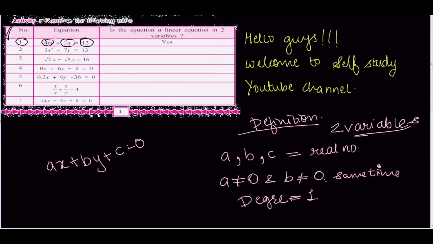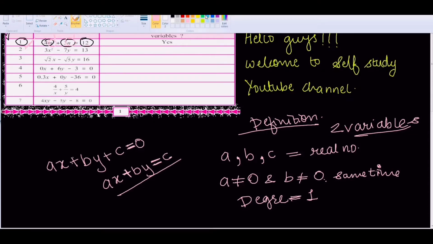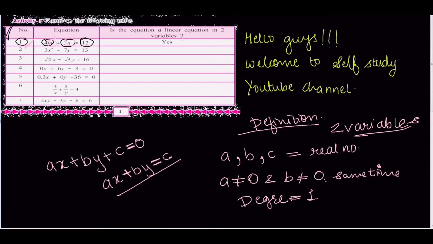The first one is not in the general form, but it is okay. It is like ax plus by equals c directly. So it is an equation, a linear equation in two variable, but it is not in general form. It is okay if it is not in general form, but it is at least a linear equation in two variable. There are two variables, m and n, and a and b are not equal to 0 at the same time, as well as a, b, c are real numbers. The degree is also 1. Two variables are there. So this is a yes.